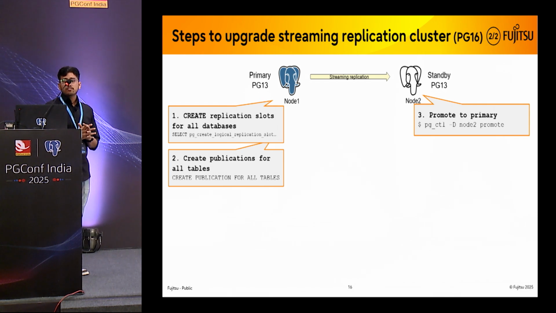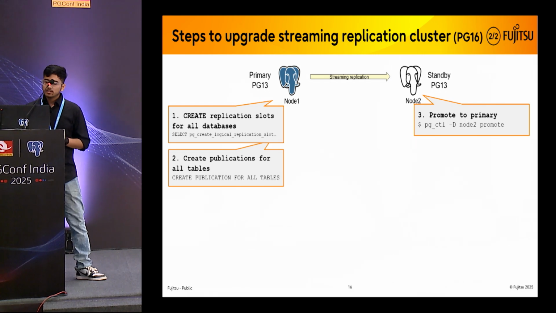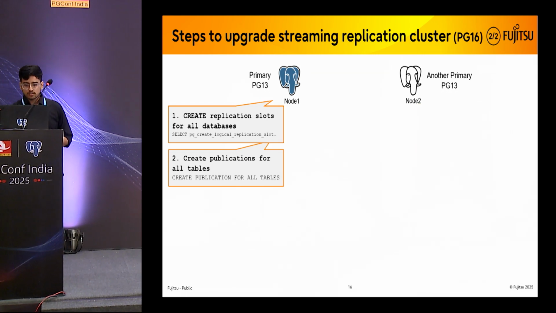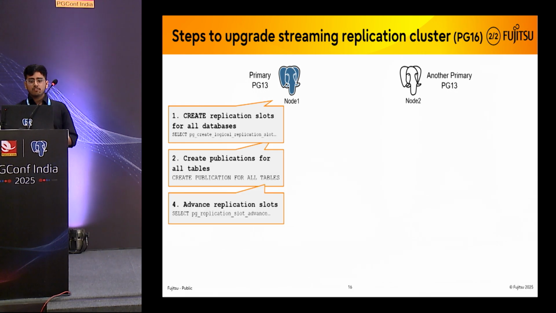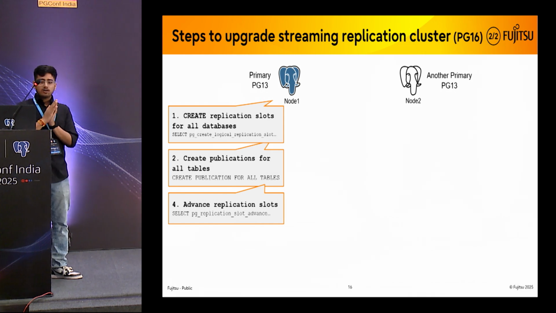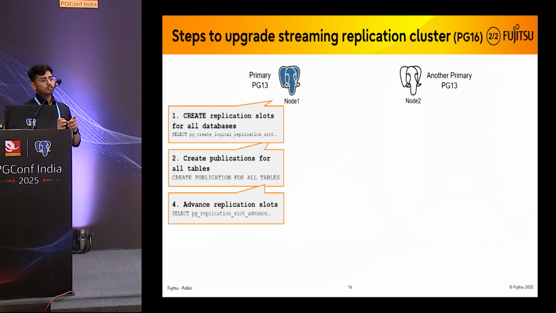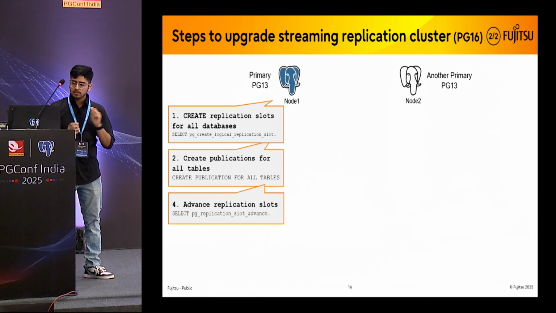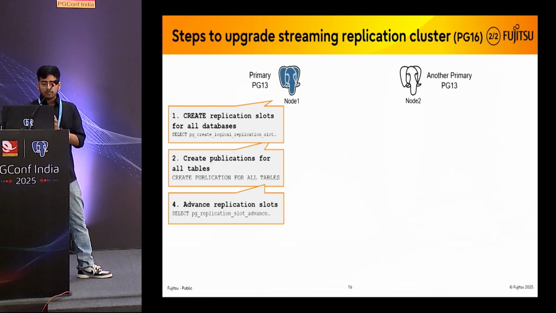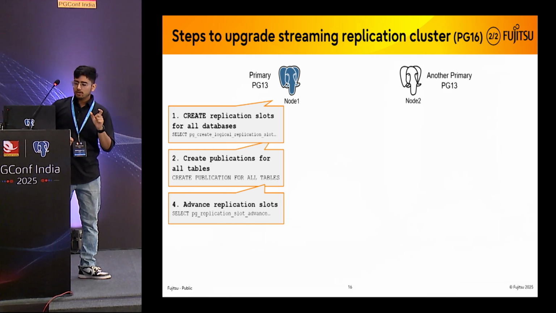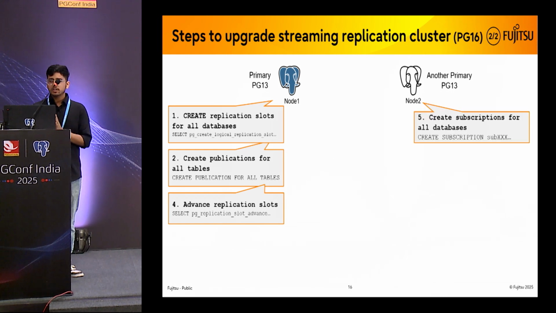Then we will wait for the standby to catch up, and then we will upgrade the standby to primary. After that, while we are upgrading the standby to primary, we will keep the note of the LSN value on the primary node. And in the fourth step, we will advance the replication slot to that particular LSN value.